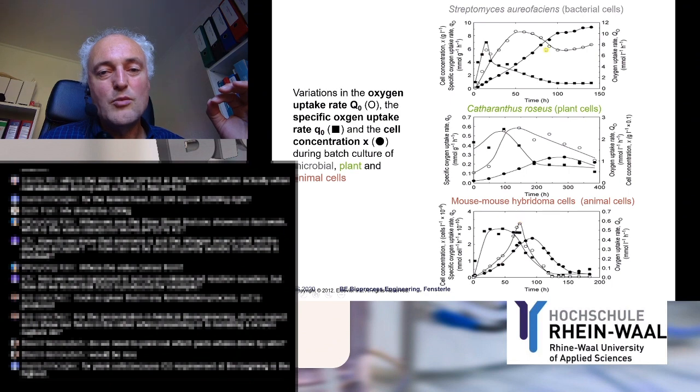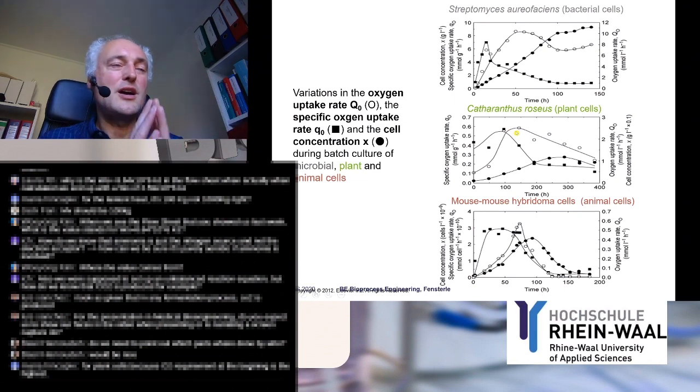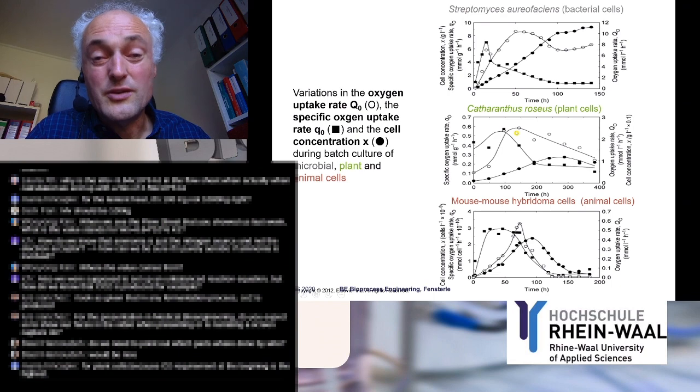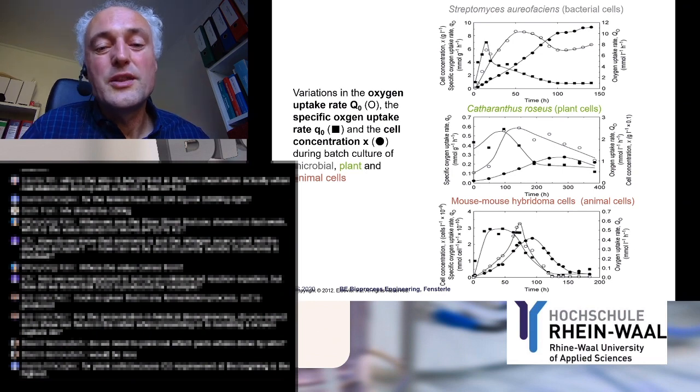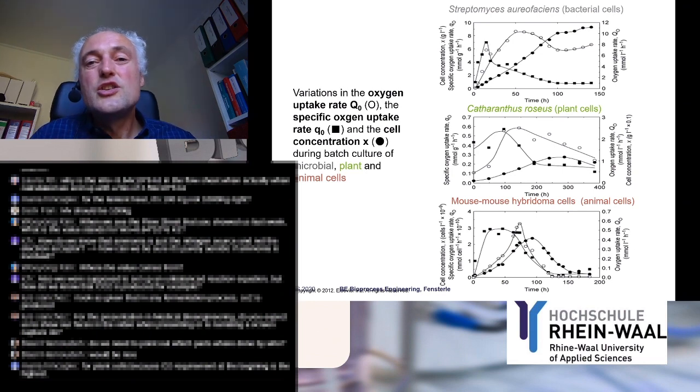So this is more than 20-fold higher than in animal cells, and at least 3-4-fold higher than in plant cells. This means that if you are in a bioreactor where you want to grow bacteria, you have the highest demands with respect to oxygen transfer. In a cell culture with animal cells, usually it's not such a problem to bring the oxygen in.